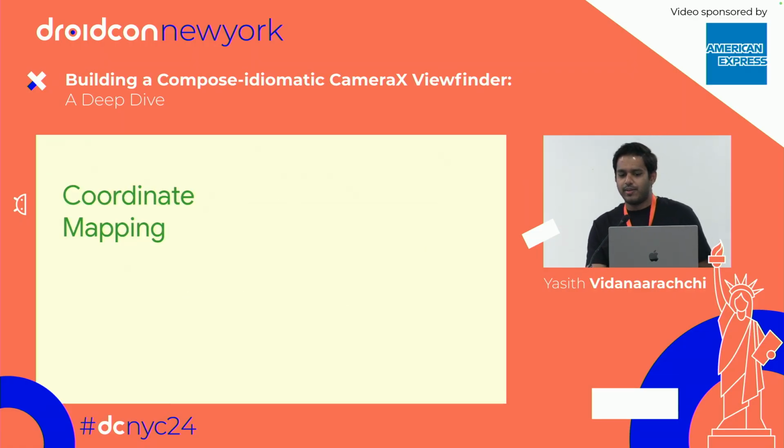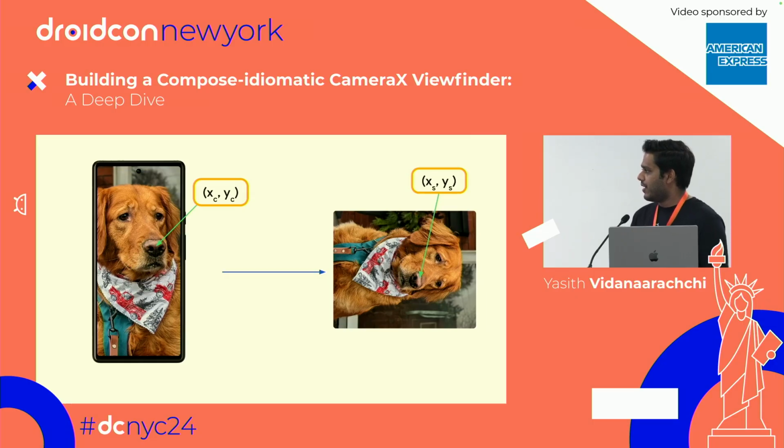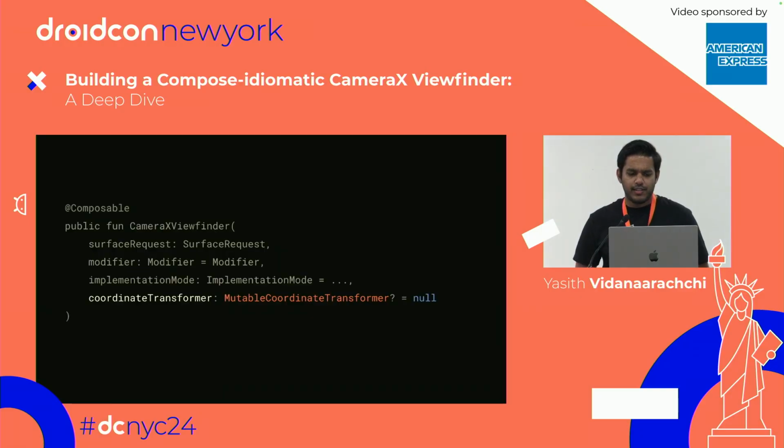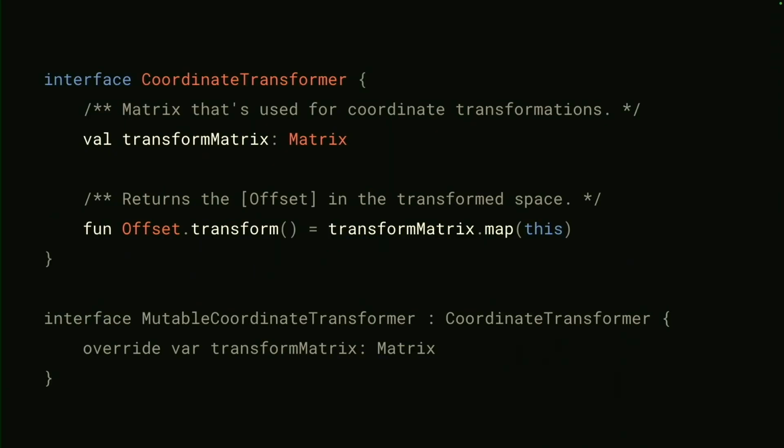But we are not done yet. We have to do the coordinate mapping. Like I mentioned earlier, if we tap somewhere in the Compose coordinate space, it has to go somewhere else in the sensor coordinate space. So in order to do this, we add one more argument, a coordinate transformer, to transform our coordinates. Well, what's that?